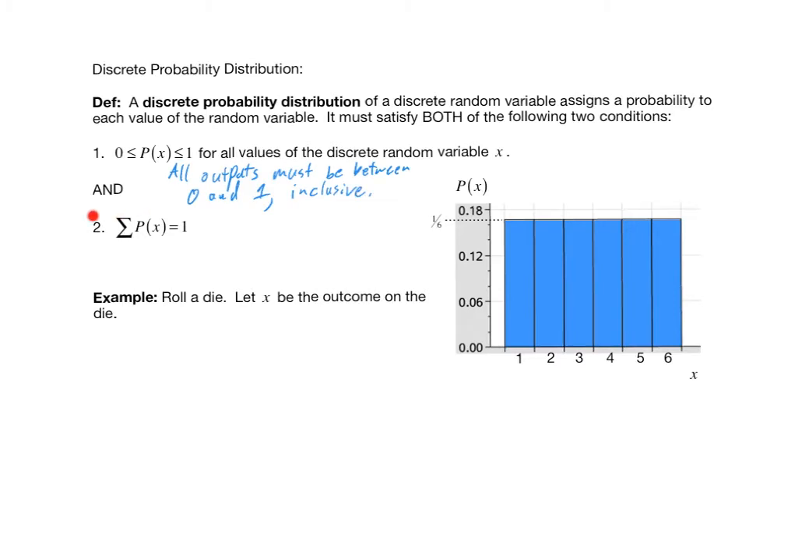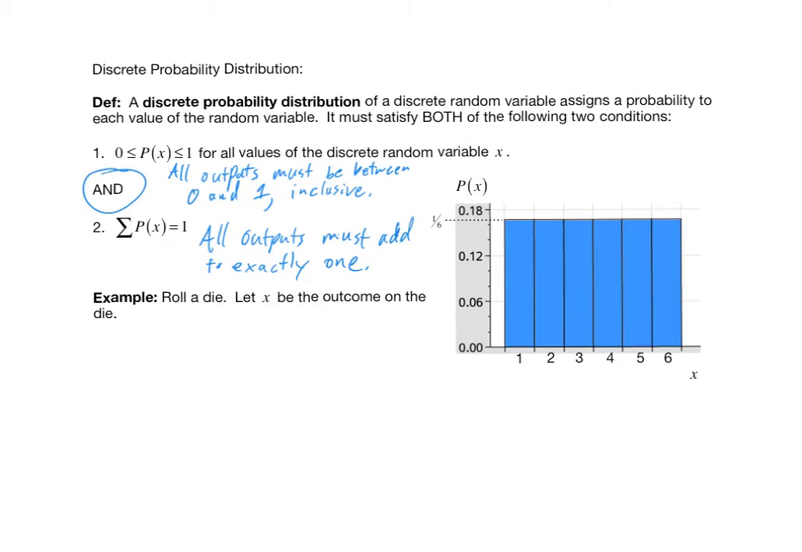The second condition says that sigma of P of x has to equal 1. Again, the capital Greek letter sigma represents a sum in mathematics. So this is saying the sum of the probabilities has to add up to 1. And notice it's not saying approximately 1, it has to equal 1 exactly. All outputs must add to exactly 1. Both of these conditions must be met, not just one. Both of them have to be met for it to be a probability distribution function.